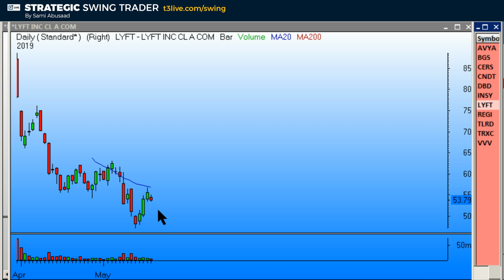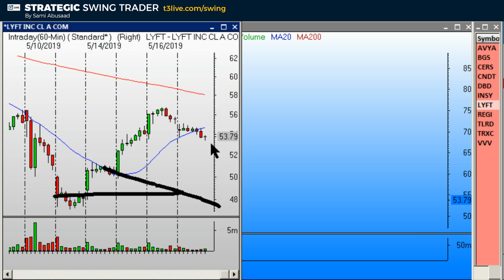Lyft has a sell setup, looks good on the daily. It's in a downtrend at resistance, declining 20. But the hourly is not very good. I like it when the 20 MA on the hourly chart curls and starts to point down before getting into a play short. So Lyft doesn't look quite ready yet on the hourly chart.